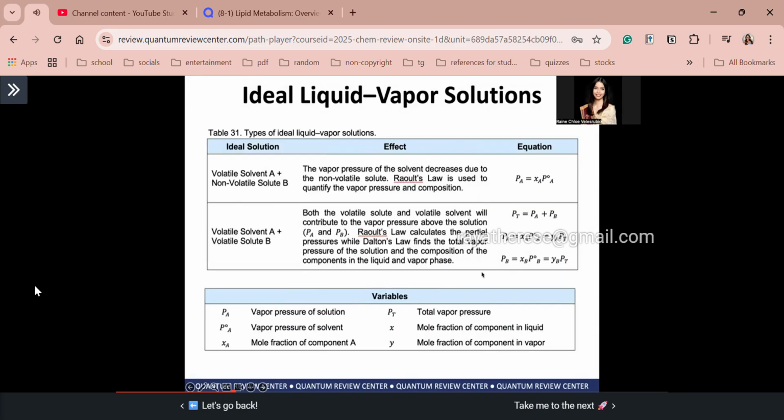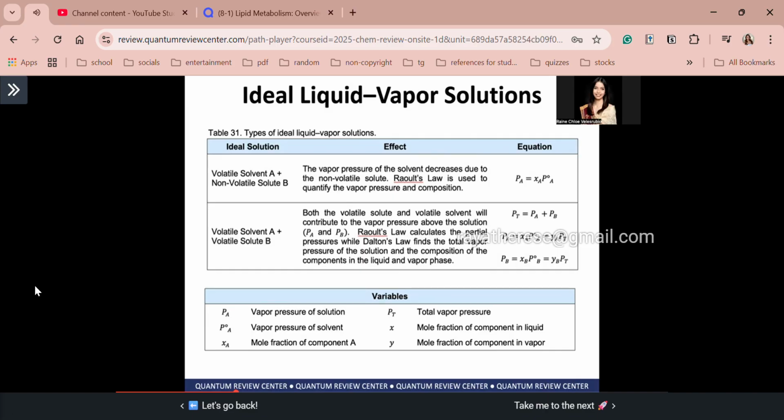Okay? Now another type is when we have a volatile solvent A plus volatile solute B. Now what happens? Now both A and B can evaporate, right? So each will contribute a partial pressure to the gas above the solution. So imagine you have benzene and toluene, okay? They can both evaporate. Now, their individual vapor pressures will add up to create the total vapor pressure above the liquid.